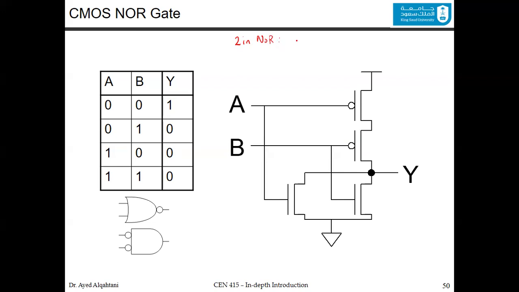The 2-input NOR circuit is basically (A or B) all bar. Now, in the design, we design the pull-down network. And basically what we do in the pull-up is we make the duality. If they are parallel, they will be series. If they are series, they will be parallel in the pull-up network.